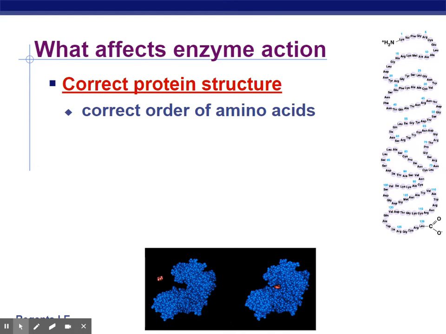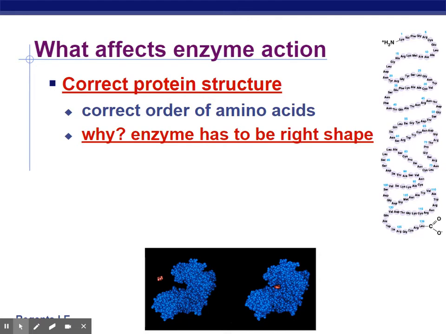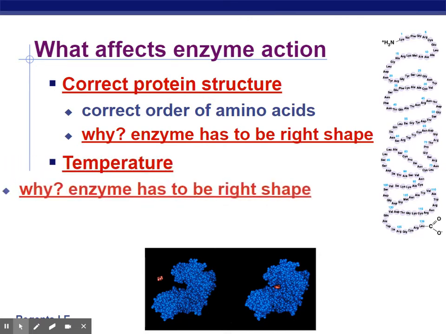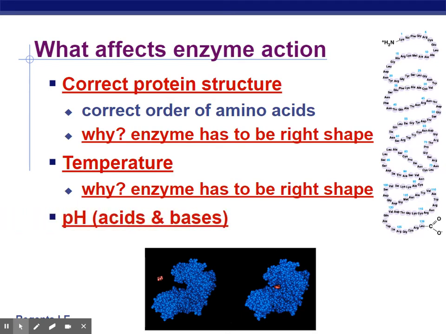So, like I said, you have to have the correct order of amino acids. And as I said before, it has to be the right shape. Temperature and pH can affect the shape of the enzyme. If something is too cold, that enzyme is not going to work very well. There's not enough energy for the reaction to occur.